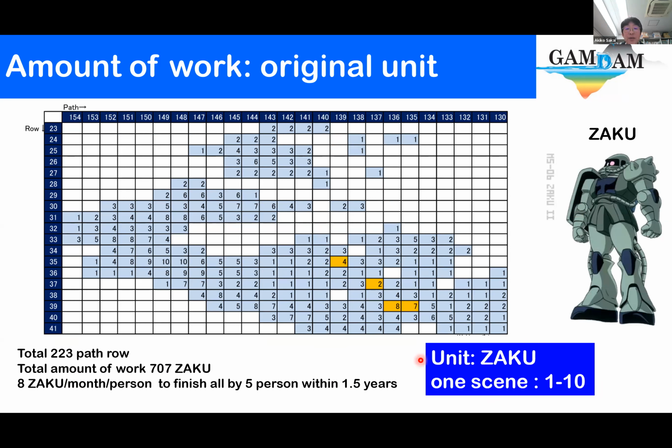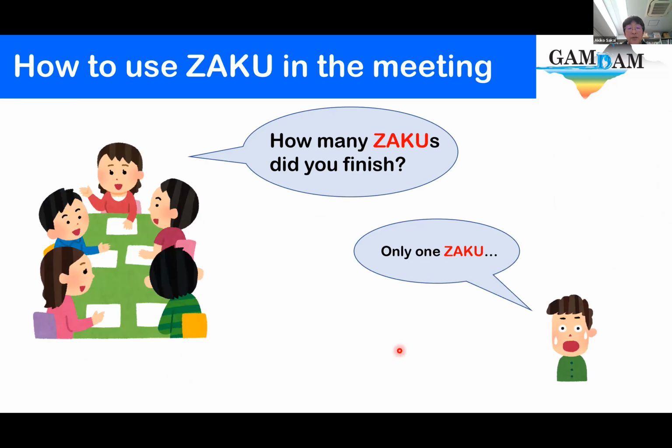In my first estimation, there were 223 path-row scenes in the target, and based on my subjective rough estimation, the total amount was about 700 Zaku. So if we want to finish within 1.5 years by 5 persons, 8 Zaku have to be finished per person per month. But it's only an estimation. Reality is not so easy. So I would like to explain how to use Zaku.